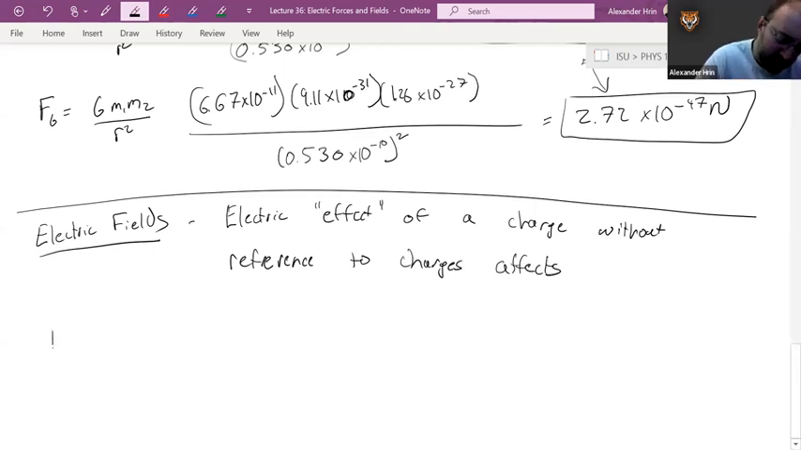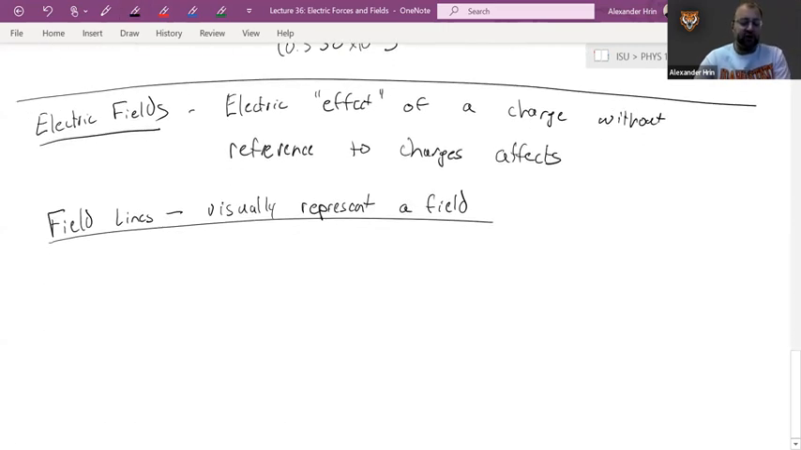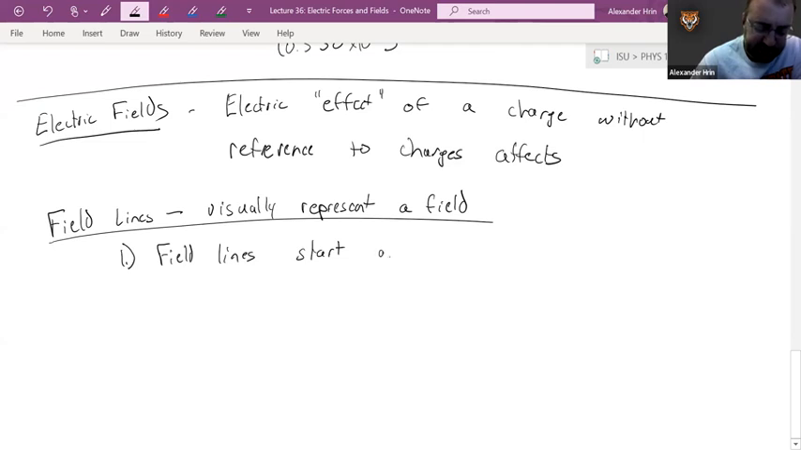And we will use field lines to visually represent a field. I do want to give some rules for how field lines are drawn. The first rule is that field lines start at positive charges.